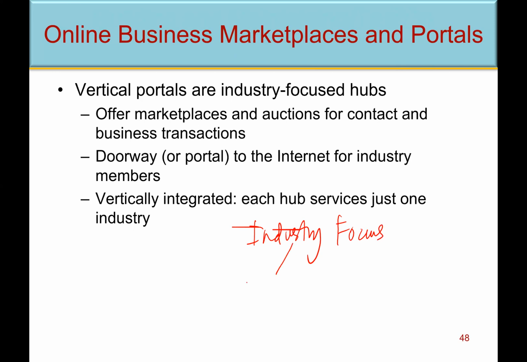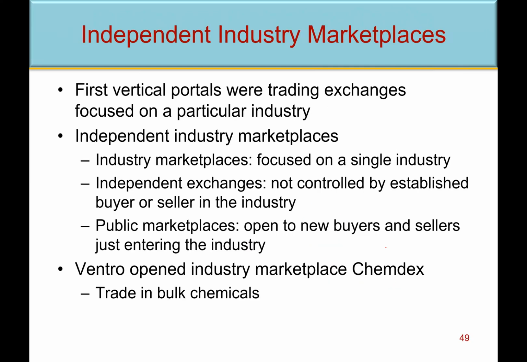Right? Example, car industry. Food industry. And so on. Okay, so independent industry marketplaces. First, vertical portals were trading exchanges focused on a particular industry. Independent industry marketplaces focus on a single industry, just now I mentioned, like car industry. So independent exchanges are not controlled by an established buyer or seller in the industry.